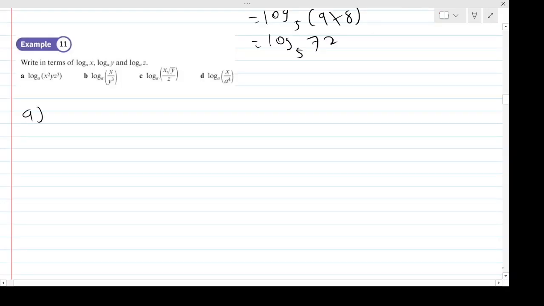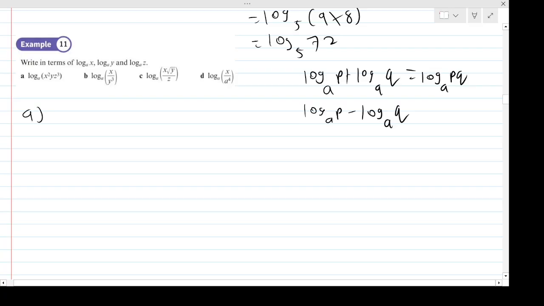It says write in terms of log a to the x, log a to the y, and log a to the z. So, just to help, I'm going to rewrite the power laws. Log a of p add log a of q is log a of pq, and then log a of p take away log a of q is log a of p divided by q, and then log a of p to the n is n log a of p. Those are my 3 log laws, so I'm going to use them here.